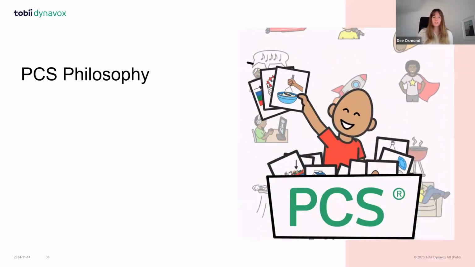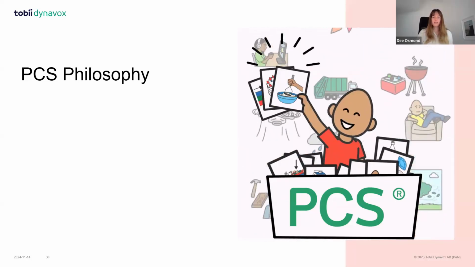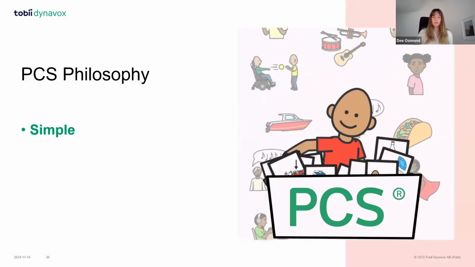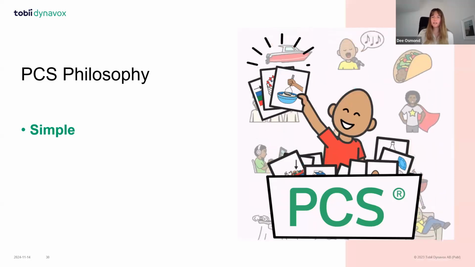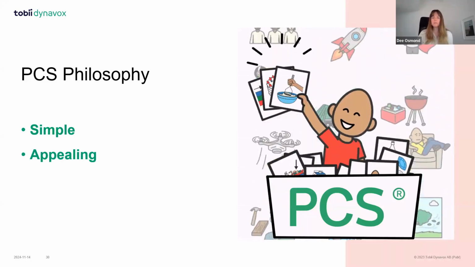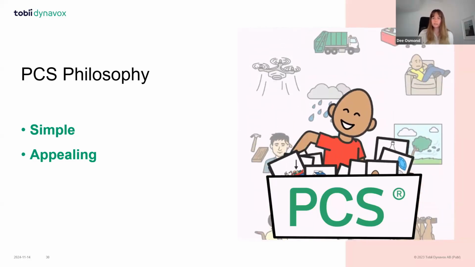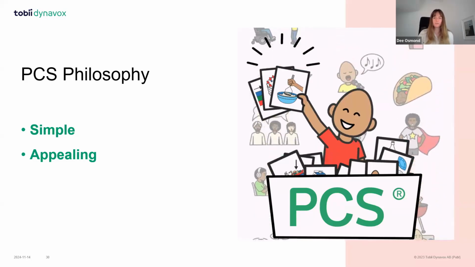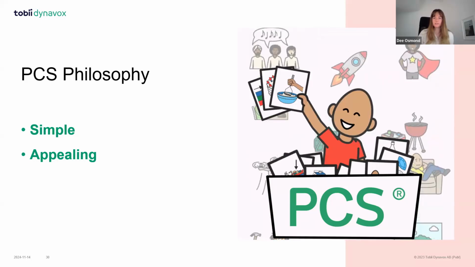So to ensure that PCS supports everyone, we make sure that they follow this philosophy where we want them to be simple. The best symbols show the concept that they're conveying with the fewest number of elements. We want them to be appealing, so we want them to be visually appealing, but still simple. So they use thick borders, bright colors, and the characters have very expressive faces.